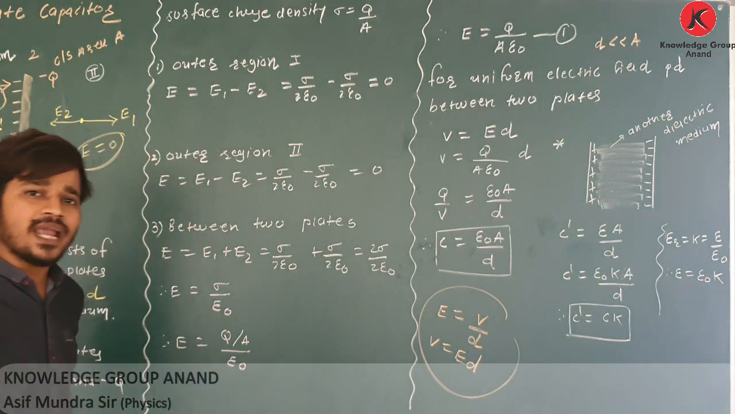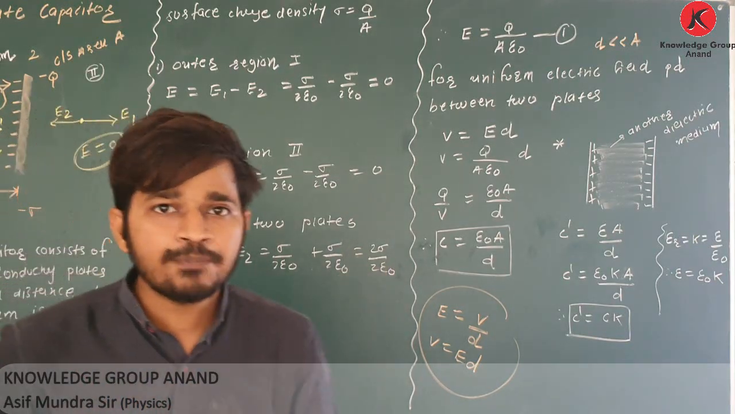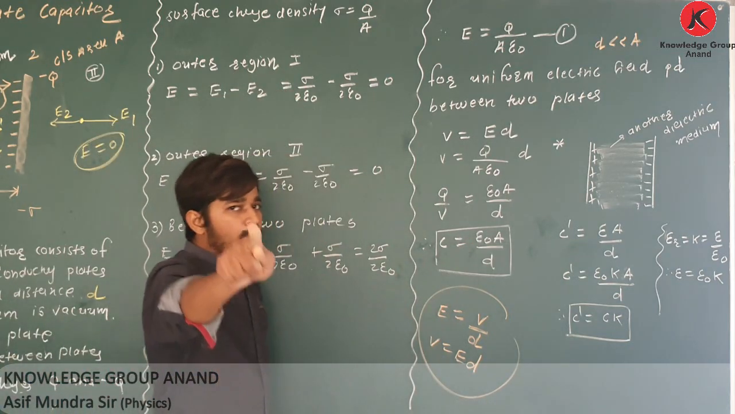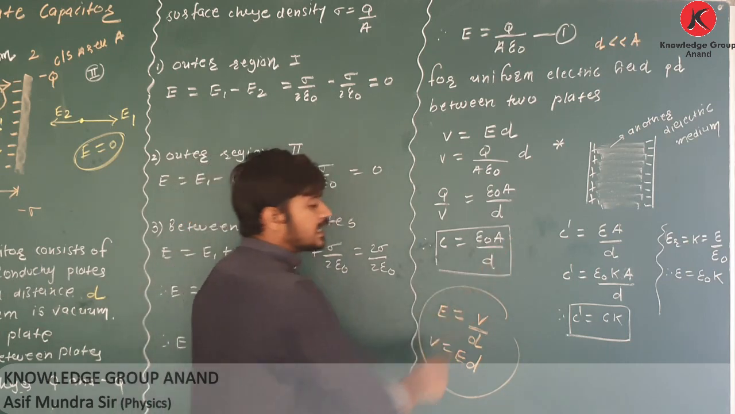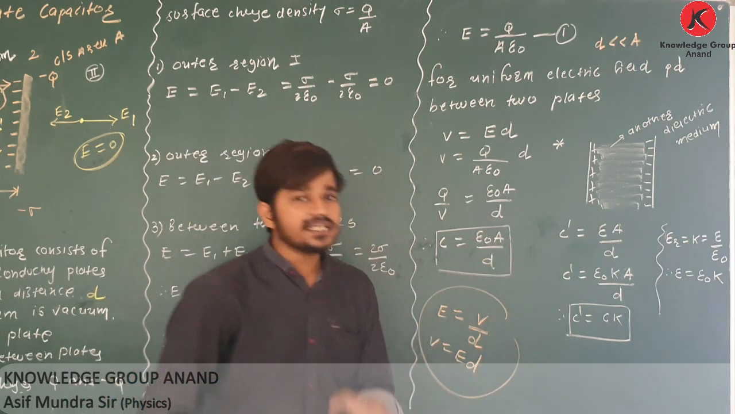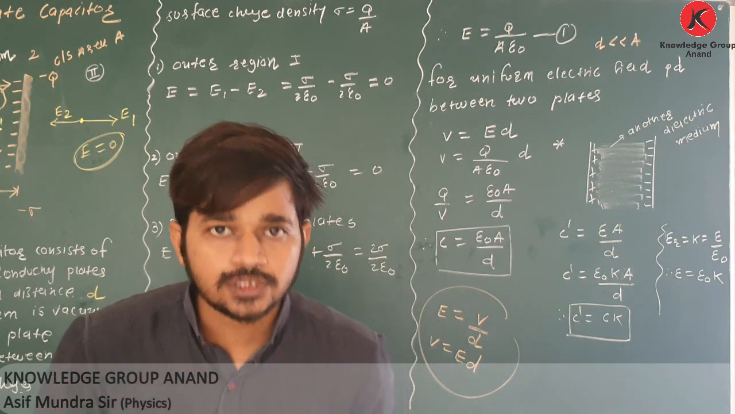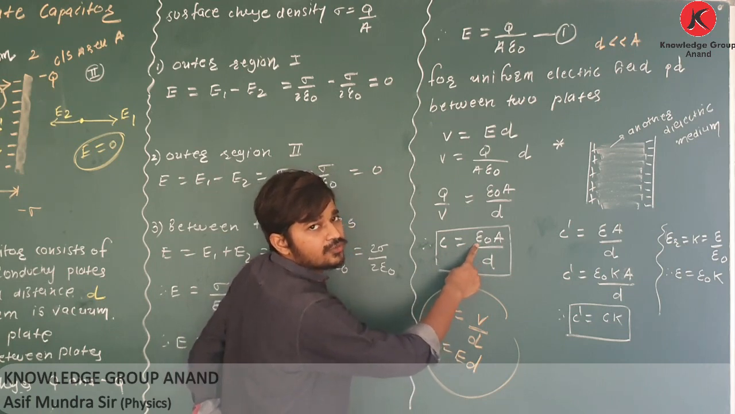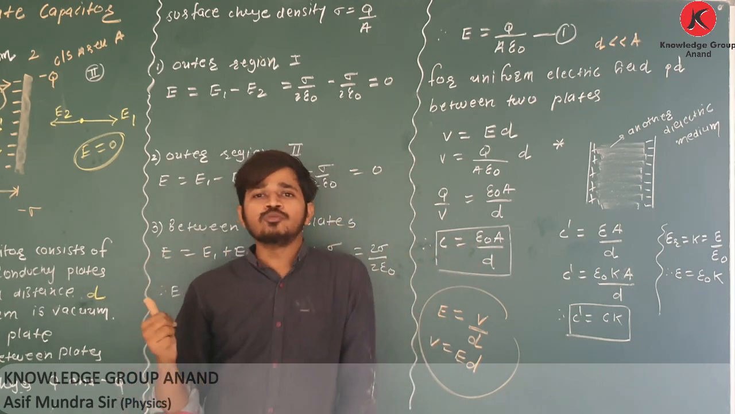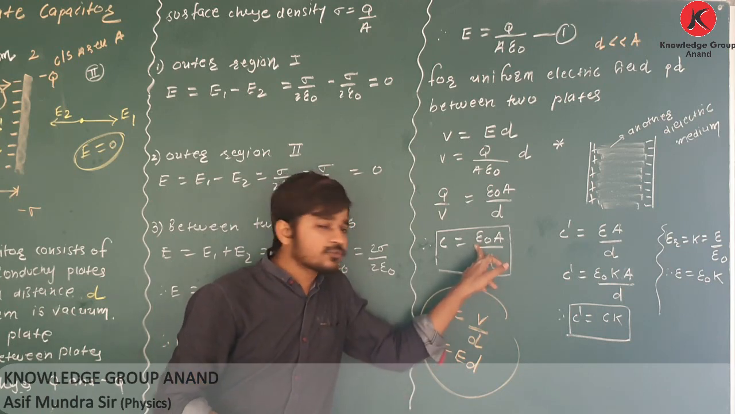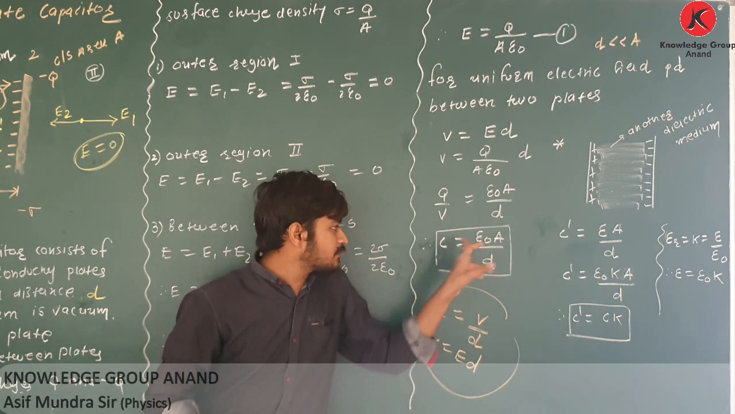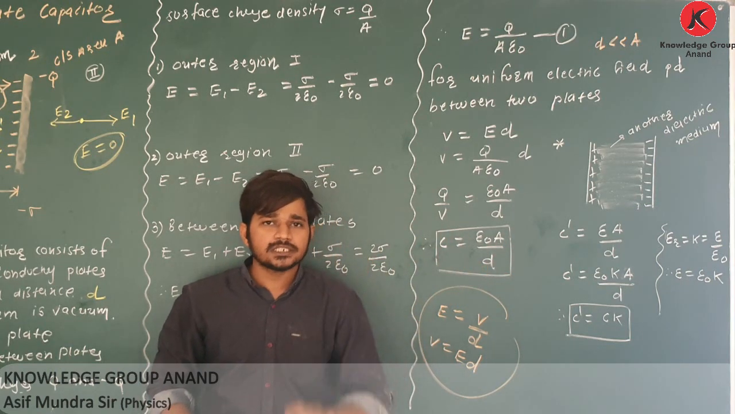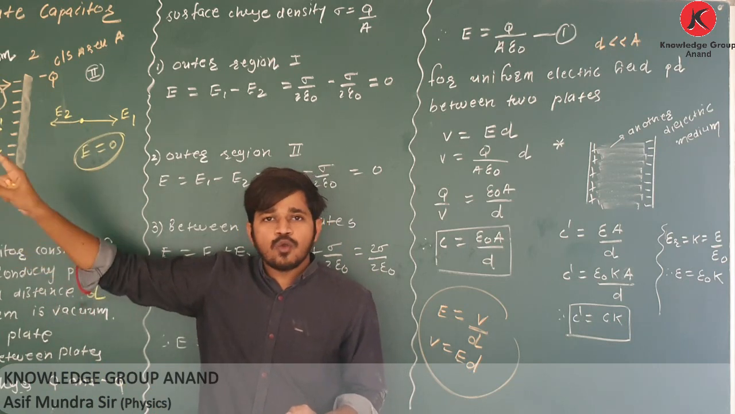Now remember that statement: C depends on shape, size and separation. Yes, epsilon 0 is the medium between two plates, A is the size of the conductor, and d is the separation between two conductors. So the value of C depends on epsilon 0, meaning the medium between two conductors. Here we have vacuum between two conductors, so we have used epsilon 0. So it is the equation of a parallel plate capacitor when the medium between two plates is vacuum.